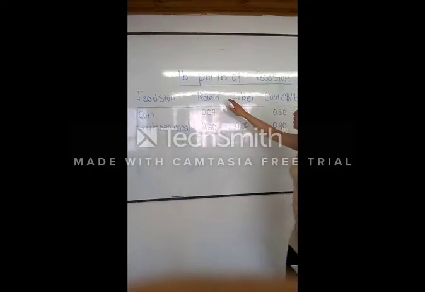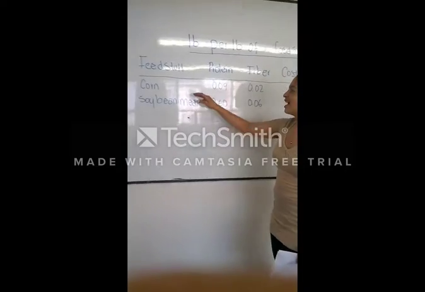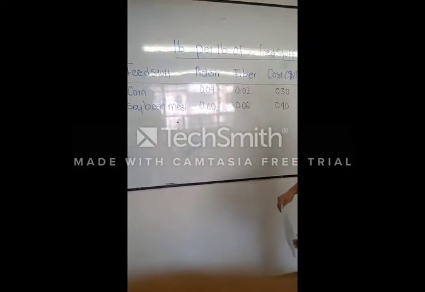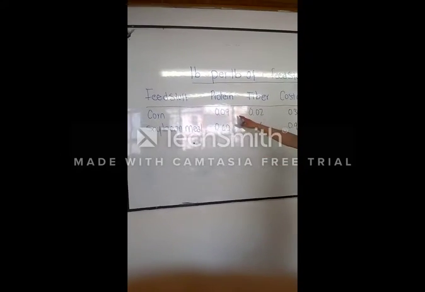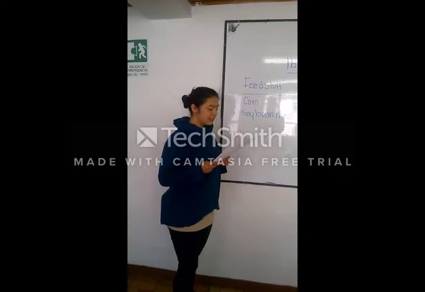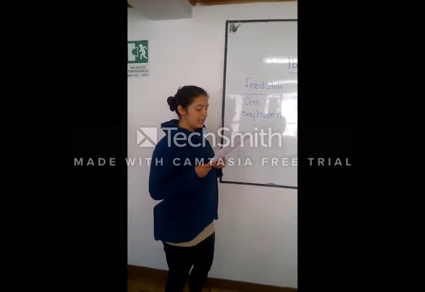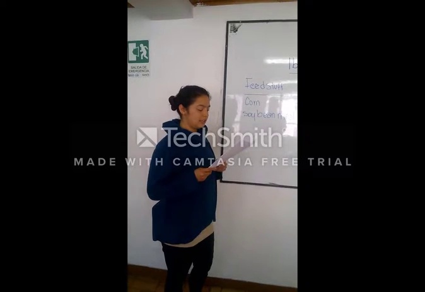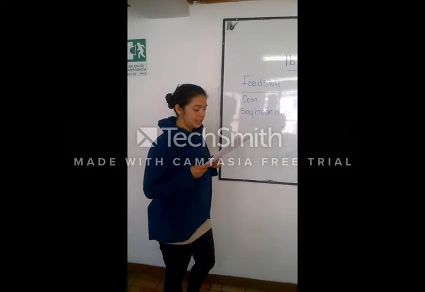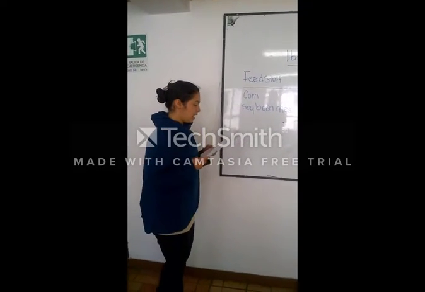Feedstock, protein, fiber, cost: corn and soybean. That's the data. The dietary requirements of the special feed are at least 30% protein and at most 5% fiber.